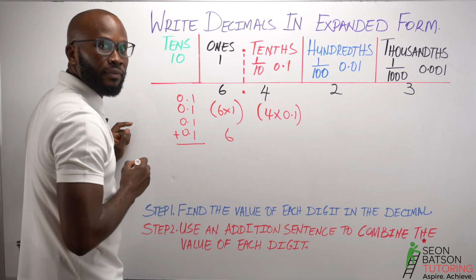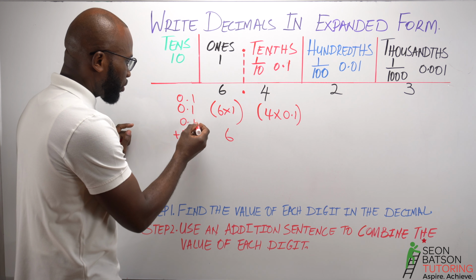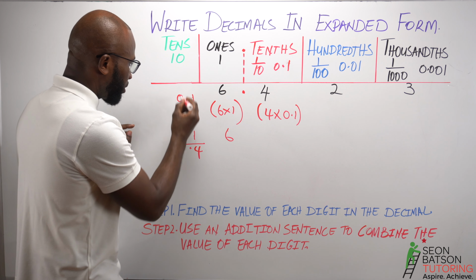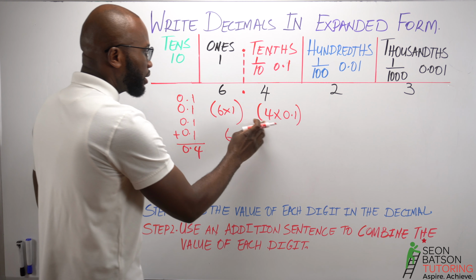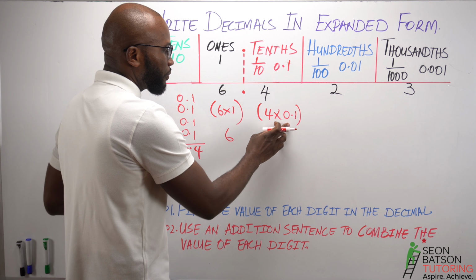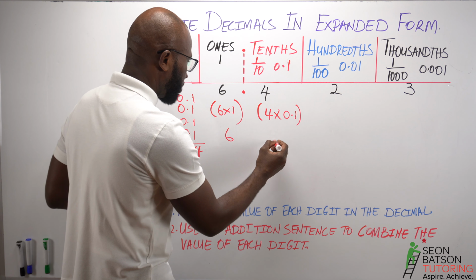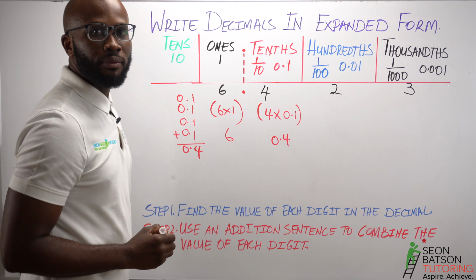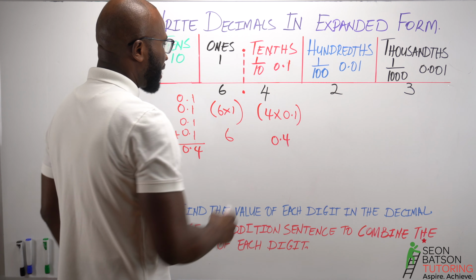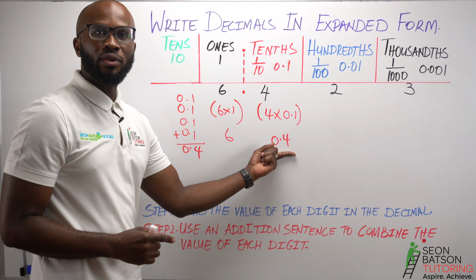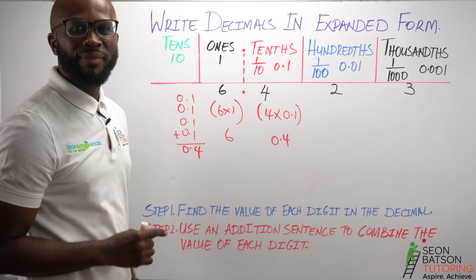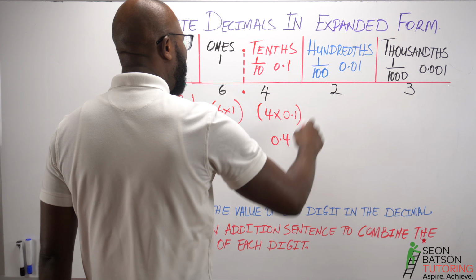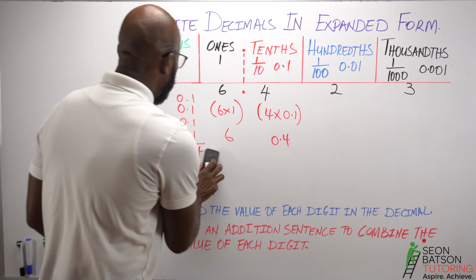If we add them, 1 plus 1 is 2, plus 1 is 3, plus 1 is 4, and we have all zeros in this column. So 4 times 1/10, or 4 times 0.1, is 4 tenths, or 0.4. So the value of this 4 as a decimal is 4 tenths, or 0.4. So far, so good? Perfect!